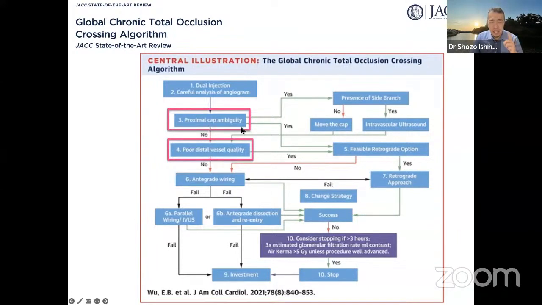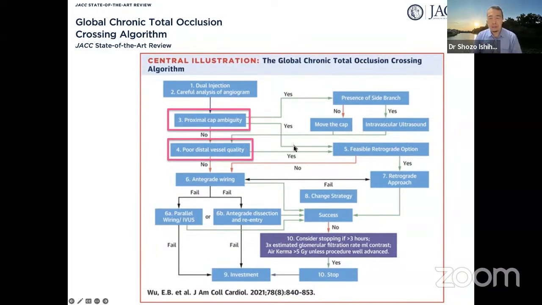Confirmation. So it is ambiguous or unclear, or it is clear. It's very important. And the next point is the distal part, distal vessel visualization. Is the distal vessel very clear or of very poor quality?